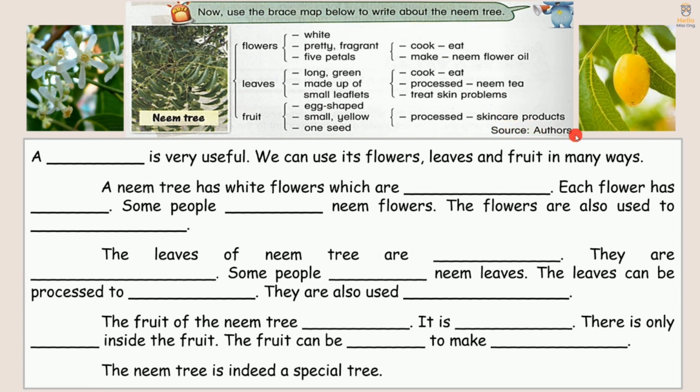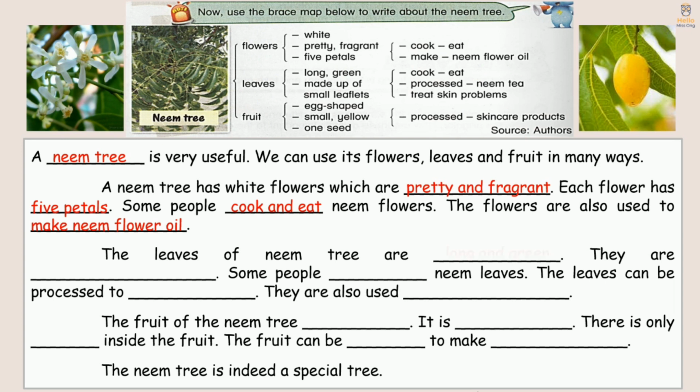Now for your exercise, you may use the information from the brace map to complete the text below. A neem tree is very useful. We can use its flowers, leaves, and fruit in many ways. A neem tree has white flowers, which are pretty and fragrant. Each flower has 5 petals. Some people cook and eat neem flowers. The flowers are also used to make neem flower oil.